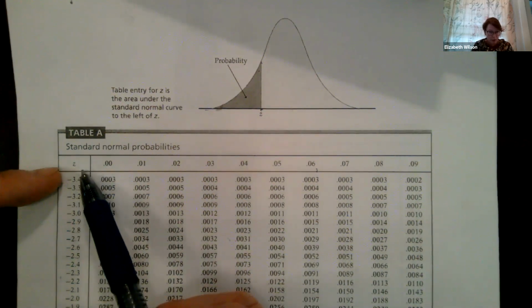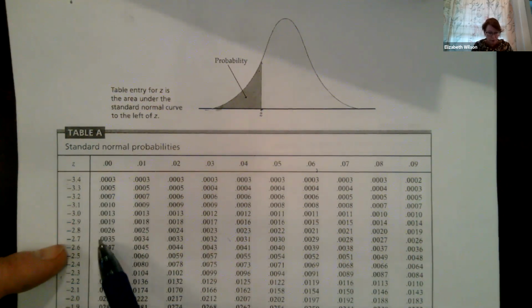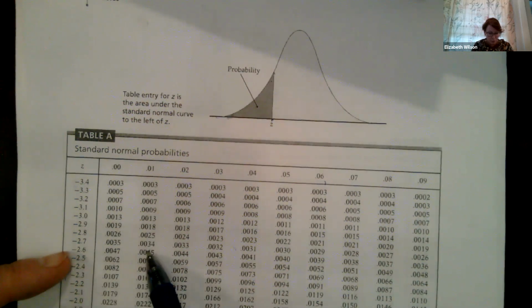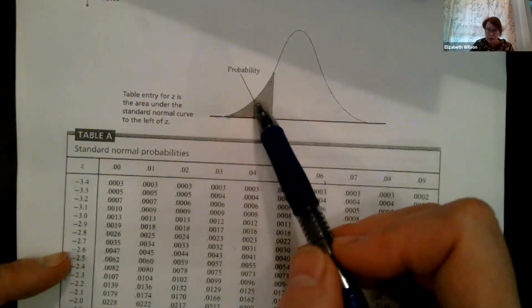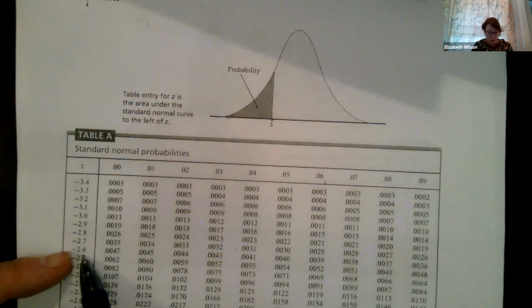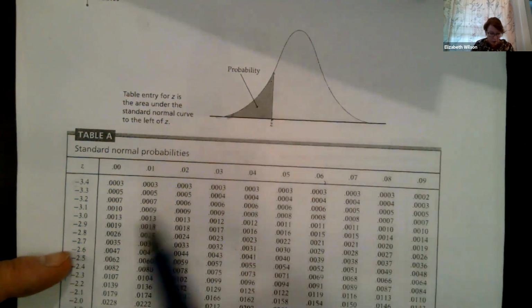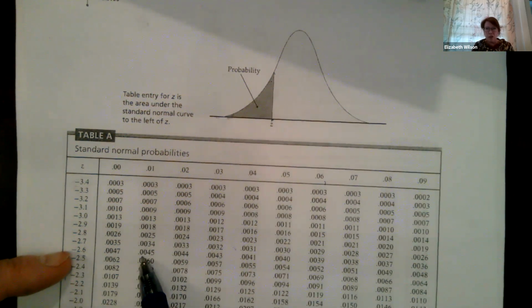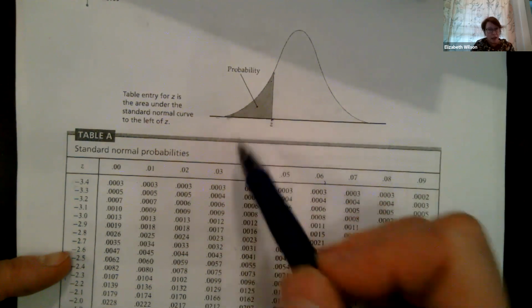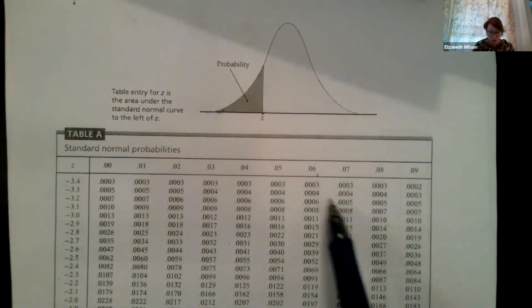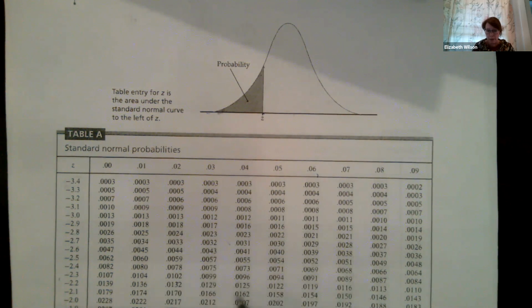How we read this was, this is our z value, 2.61, say for example. This here gave me my probability, which gave me the area to the left of my z value of minus 2.61. Minus 2.61 was 0.0045. That was the area to the left of that z. So this whole table here is a table of probabilities.